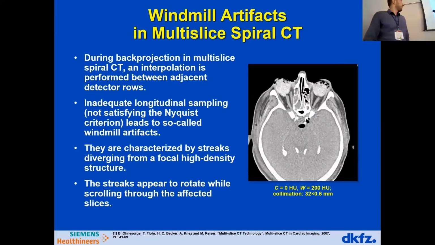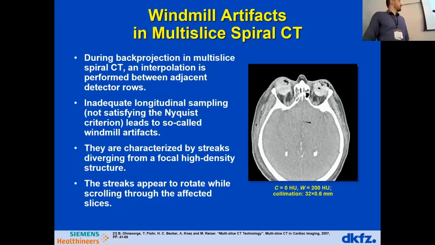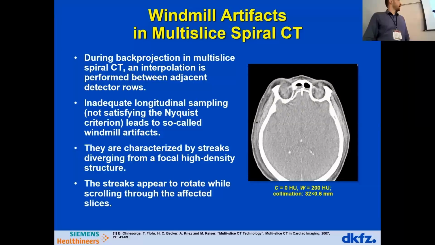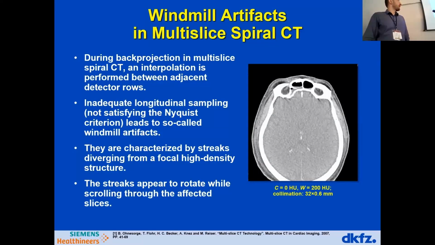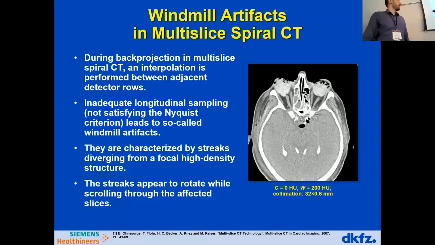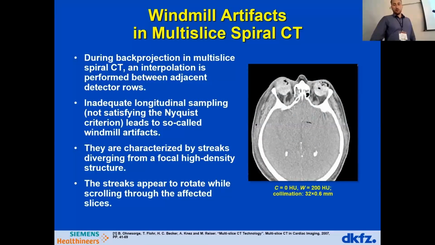Here you can see an example of this. These image distortions are characterized by streaks diverging from high contrast edges. And if you scroll through the affected slices, they give the impression of a rotating windmill, hence the name windmill artifacts.